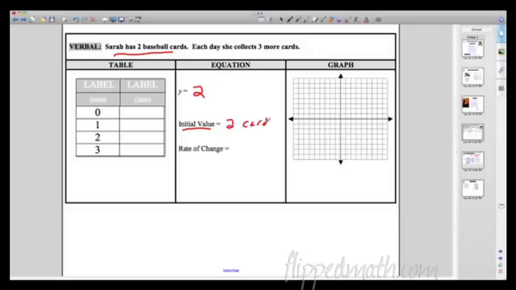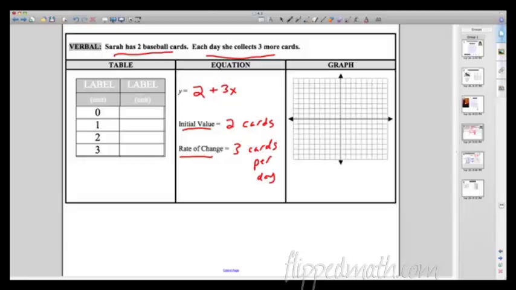So we know she has 2 cards. Then we've got some kind of rate of change. What is changing? What is adding or subtracting? Well, every day she gets 3 more cards. So I'm going to say she has 2 cards plus every day she gets 3 more cards. So it would be 3 cards every day x. So really the rate of change in this case would be 3 cards per day.